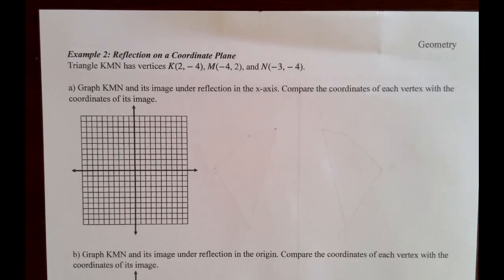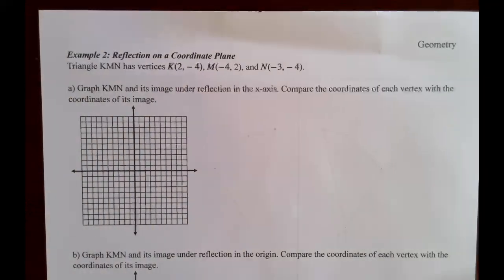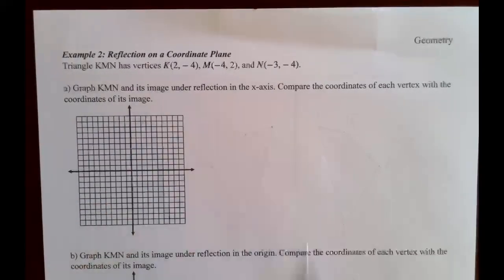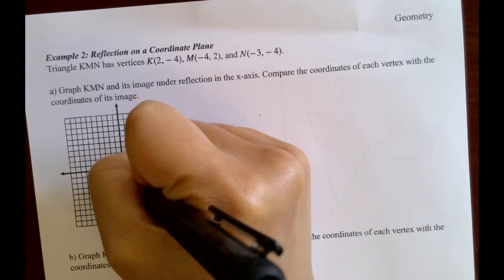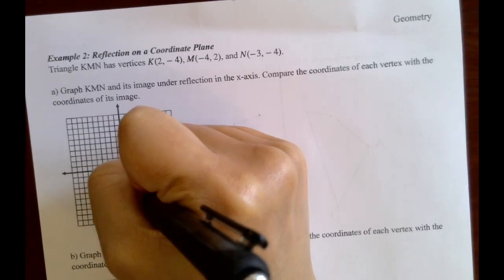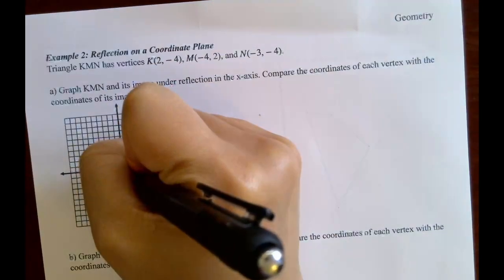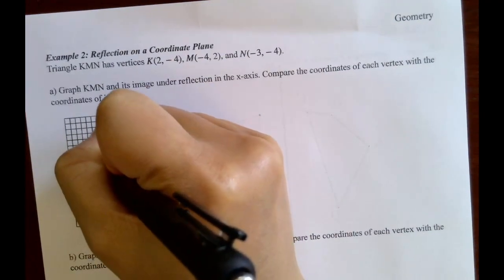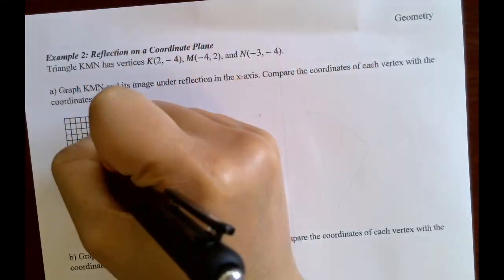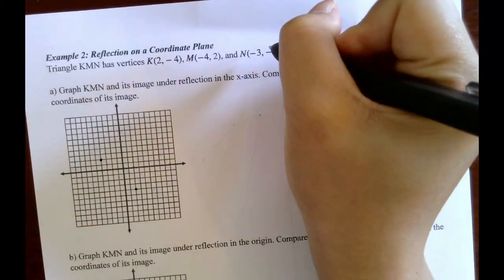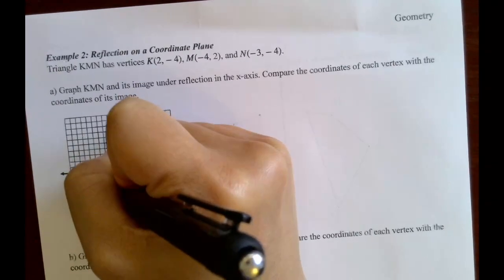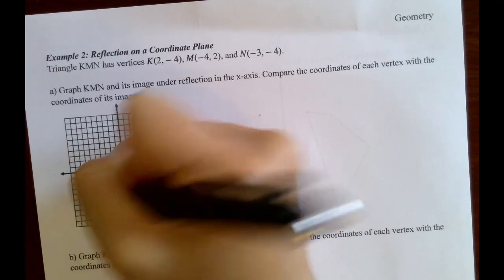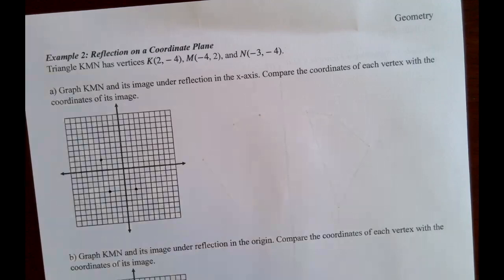Okay, so here I have triangle KMN. I'm going to graph it and then I'm going to reflect it. So K is here at 2, -4. 1, 2, 3, 4. Okay. M is at -4, 2. 1, 2, 3, 4, and then up 2. Okay. And then N is at -3, -4, so 1, 2, 3, 1, 2, 3, 4. Okay. And then I'm going to connect them.